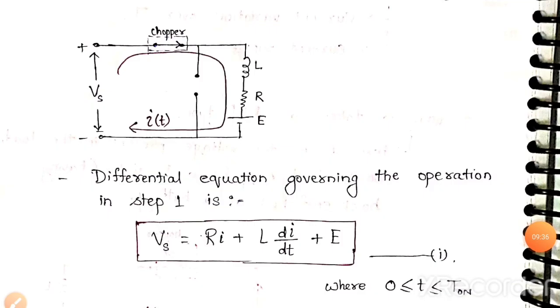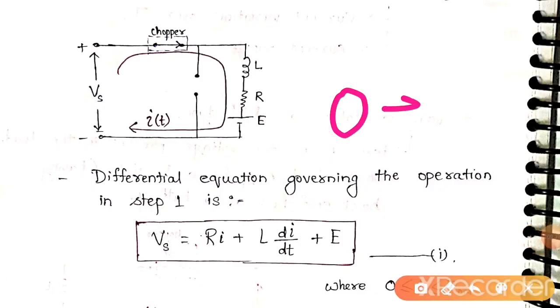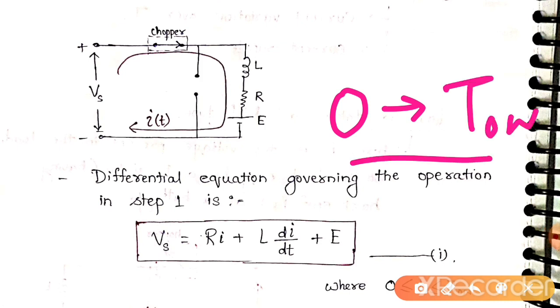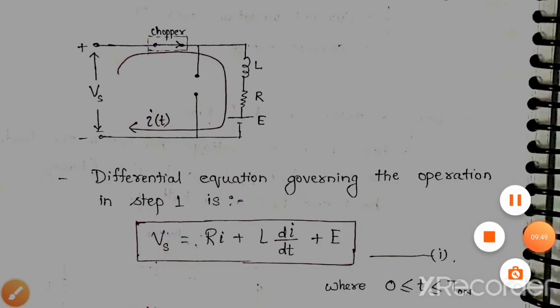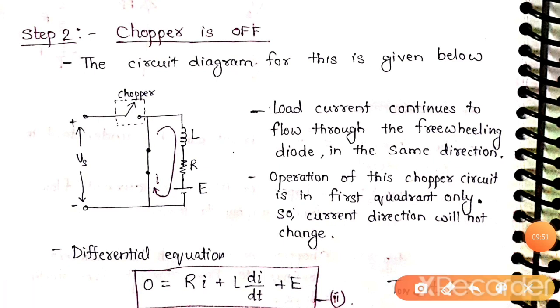So for turn on time, for 0 to t on period, the differential equation governing the operation is Vs = Ri + L di/dt + E. Now when chopper is off, then freewheeling diode conducts during the turn off period, and the differential equation can be written as 0 = Ri + L di/dt + E.